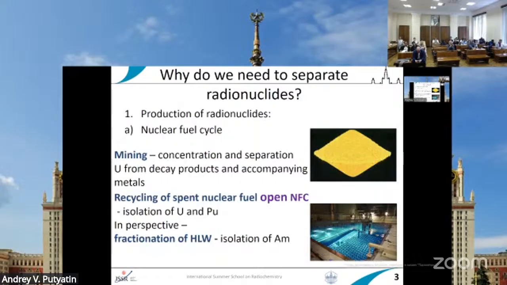Here is the nuclear fuel cycle. At the very beginning, when we mine uranium, in the case of different ores, it is present together with very different metals and radionuclides. That's why we need to separate uranium from these metals and also from its daughter radionuclides. And as I already said, in the case of a closed nuclear fuel cycle, we need to isolate uranium and plutonium.